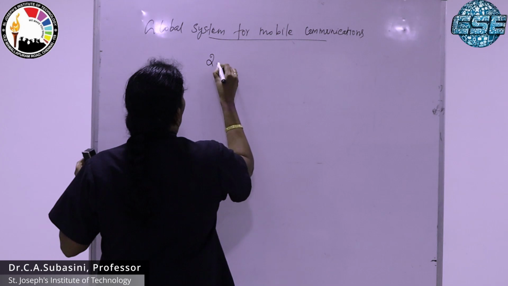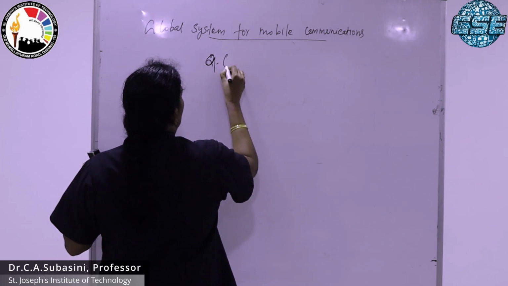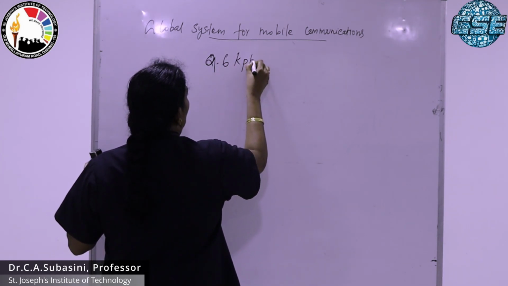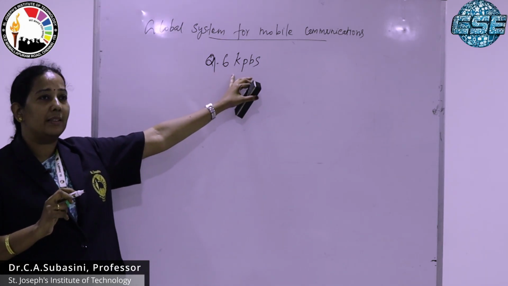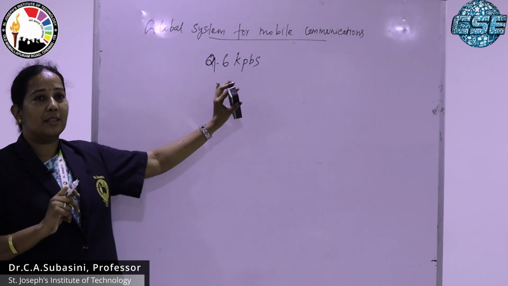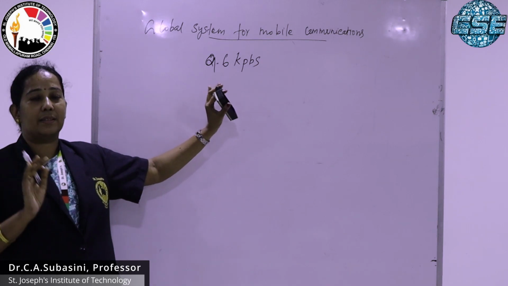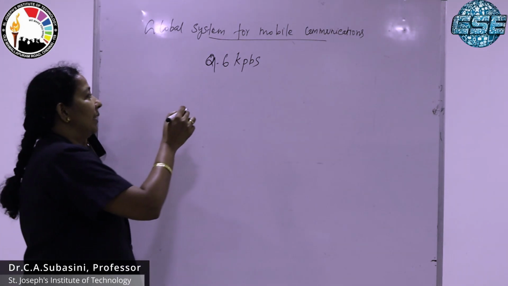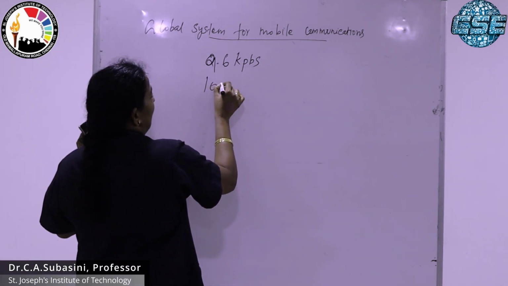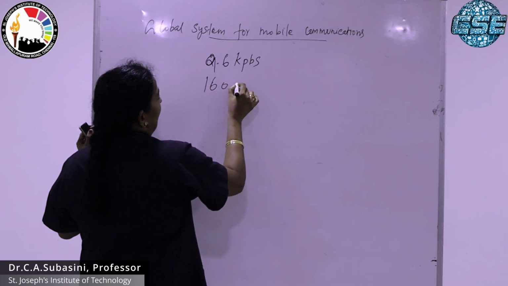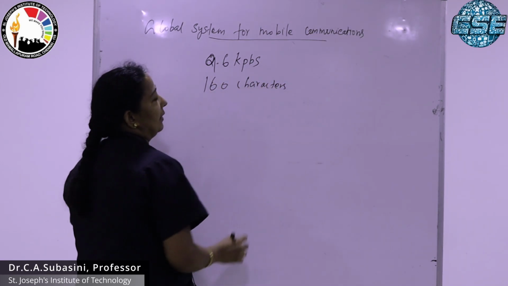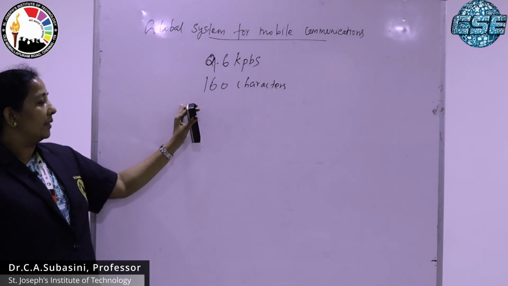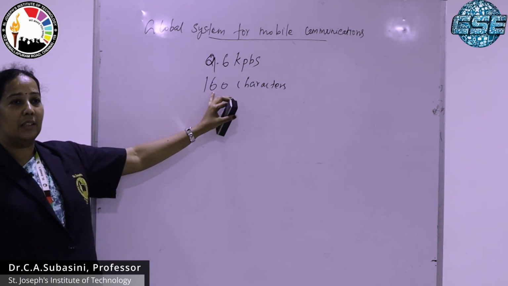So in this, 9.6 kbps speed is available. That is the main task in a GSM architecture. The only disadvantage in this GSM architecture is that only 160 characters are available for sending and receiving data. Next, this is one of the digital cellular technologies.